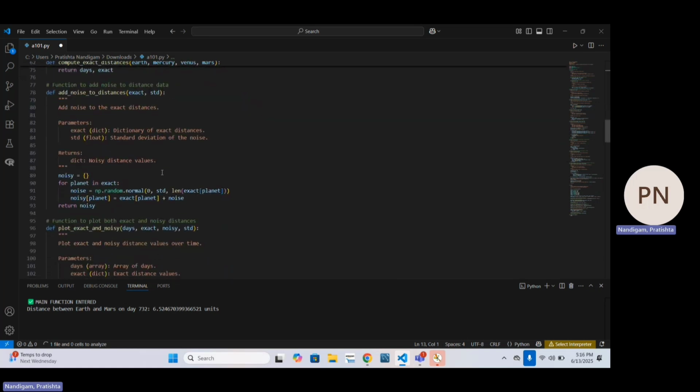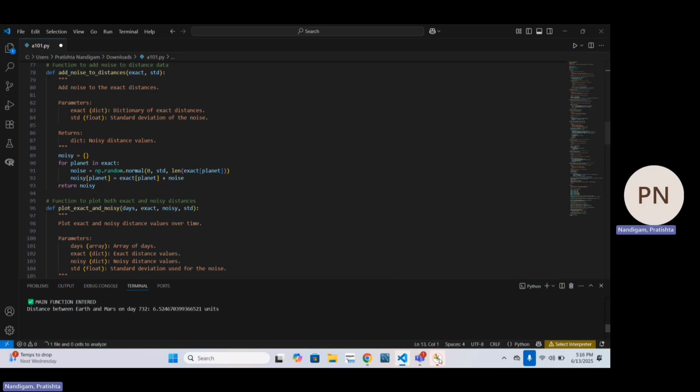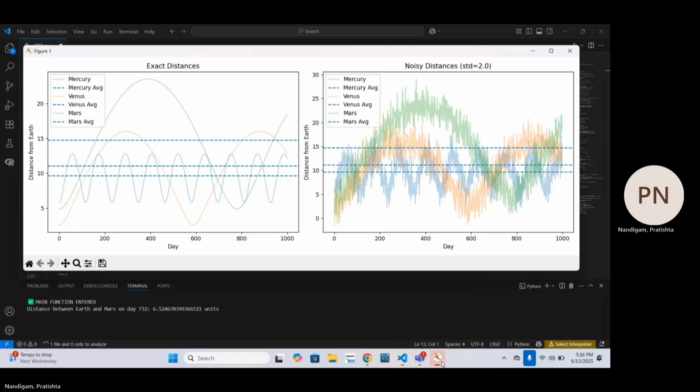Here, the plot on the left shows the true distances, and the one on the right shows noisy observations with S equal to 2.0. Each line represents the time series for one planet, and dashed horizontal lines show their average distances. From this, we can see which planet is closest to Earth based on exact average distances. The answer is Mercury.